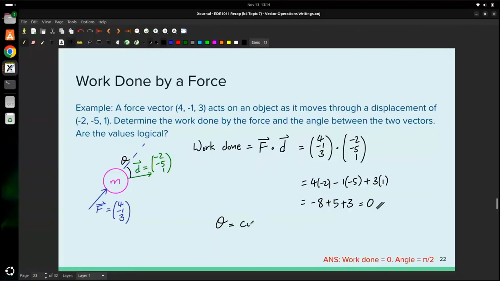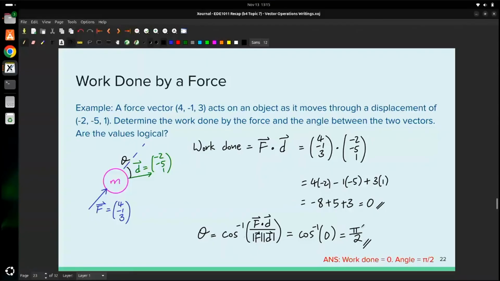So therefore, this must be what? Cosine inverse of F dot D divided by the magnitude of F multiplied by the magnitude of D. But magnitudes cannot be 0. So in this case, the numerator being 0 will give you an inverse cosine of 0. So therefore, inverse cosine of 0 is exactly pi over 2, which is 90 degrees. Is that right? Okay. So obviously, the zero work done must agree with the theta being pi over 2.